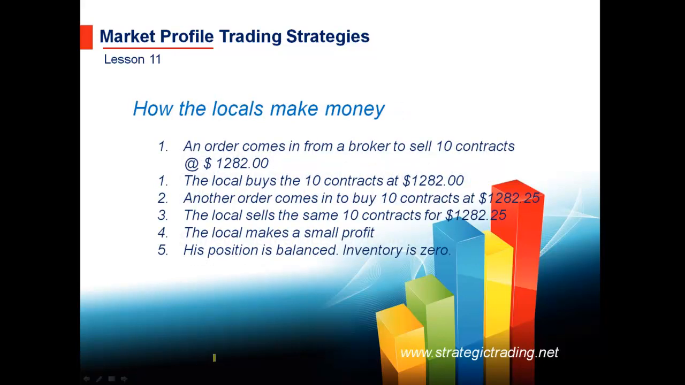First, let's talk about the ideal situation for a local or a market maker during the day and how they make their money. As a local or a market maker, an order comes in from a broker for a client, and the client is interested in selling, let's say, 10 contracts at 12.82. The local then decides to buy these 10 contracts at 12.82. And then within seconds, another order comes in to buy the contracts at 12.82.25. So the local sells these same 10 contracts for 12.82.25.